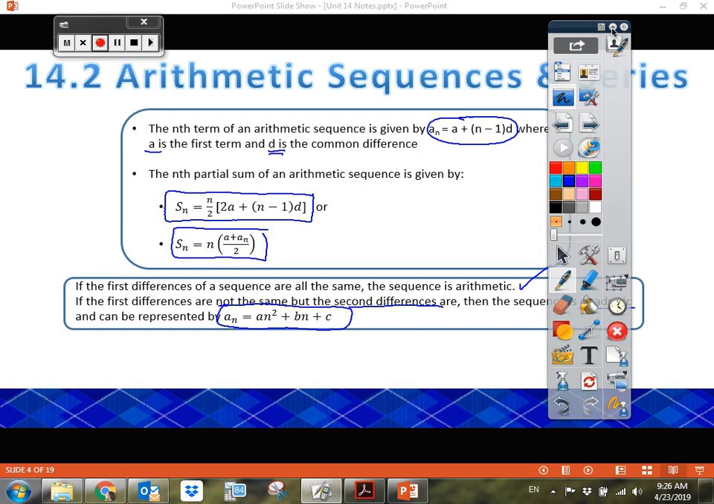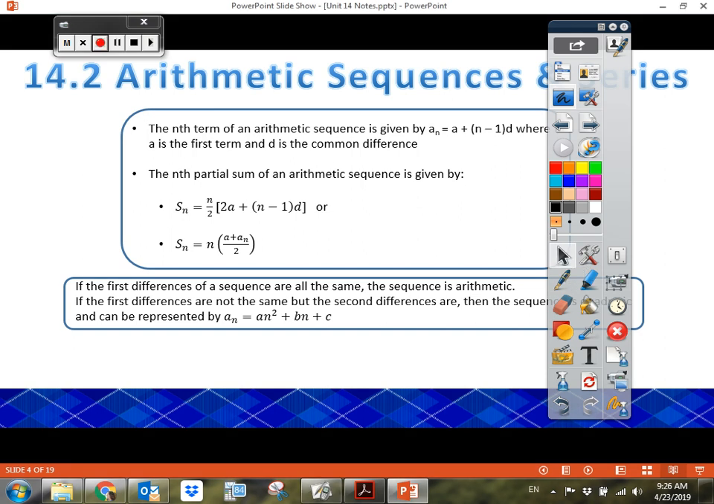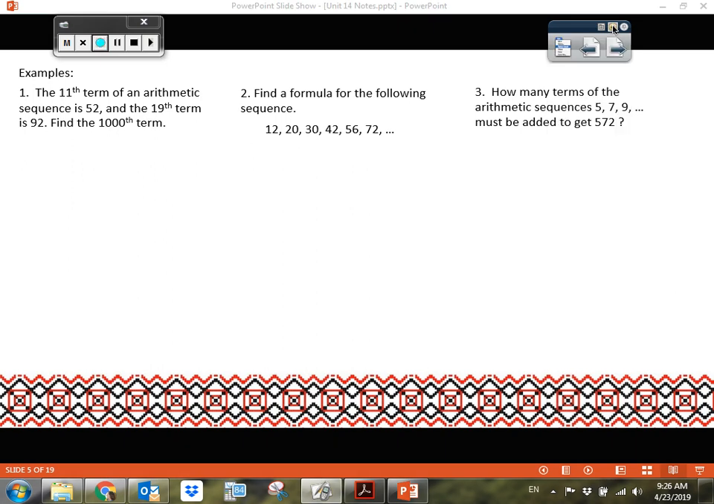All right, so let's go to the next slide and take a look at the examples for today. On the first example, we are told that we have an arithmetic sequence. And we're told that the 11th term is 52 and the 19th term is 92. So I'm just going to write down what I know. I know A sub 11 is 52, and I know A sub 19 is 92.